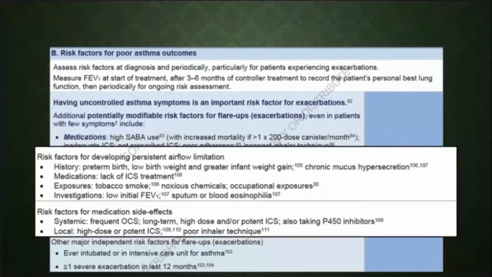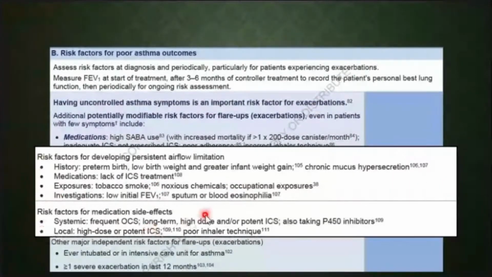Here, when there's a history of low birth weight in the patient, okay, these are all basically at birth or during childhood. There's lack of inhaled corticosteroid treatment for the asthma. This one I'll come to later on. Then there's persistent exposure to tobacco smoke.